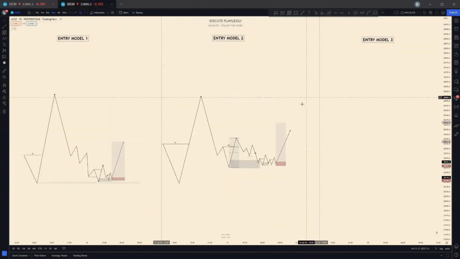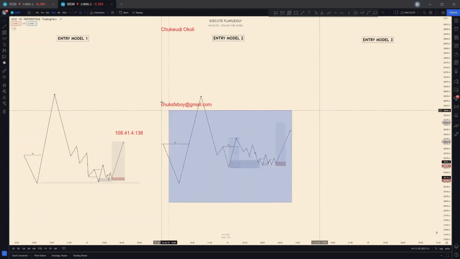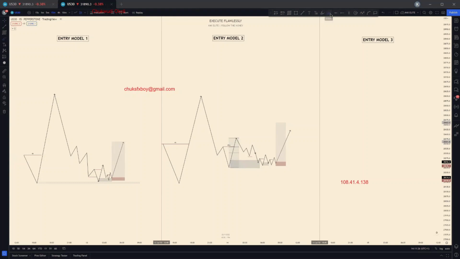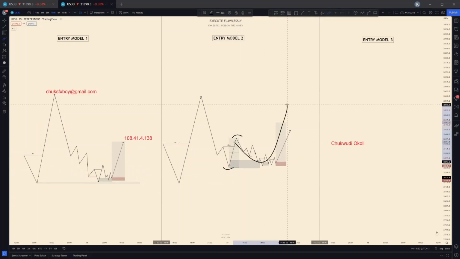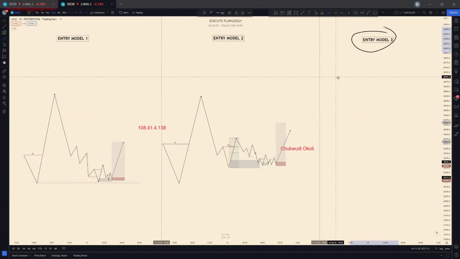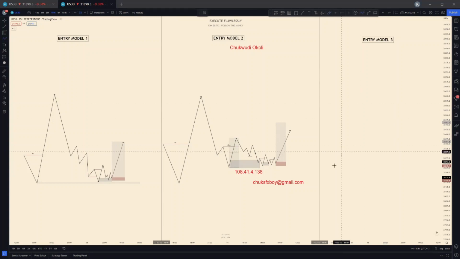So EM3 is simply this, right? The only difference is that when you have EM2, the 50-minute has to be bullish when you're looking for buys, because if it's not bullish, then you're against the flow. But there's a couple of ways to play EM3, which is like this.